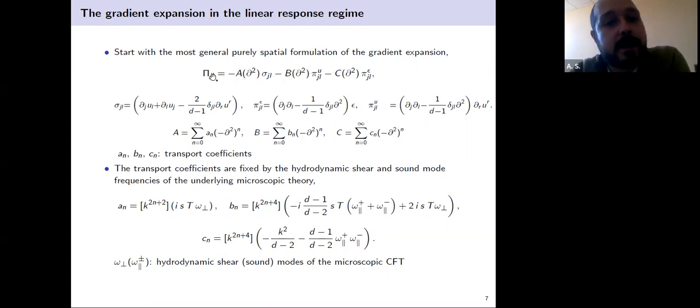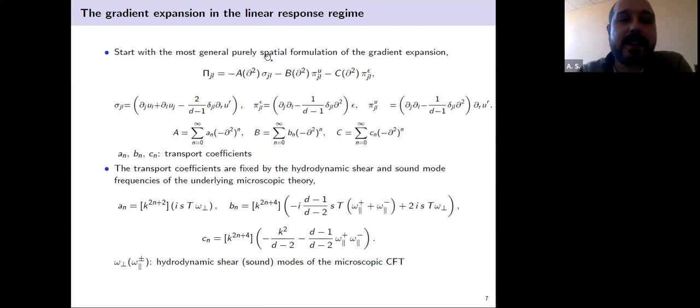So it turns out that the most general formulation of the gradient expansion of the constitutive relations in the linear response regime is built upon three basic tensor structures, which are the shear tensor sigma that you can see here. Here small u is the velocity fluctuation with respect to the rest frame velocity of the fluid. You also have this pi u tensor and this pi epsilon tensor, which are nothing but the action of this linear differential operator on the scalars under the rotation group that you have at your disposal, which are the energy density fluctuation and the divergence of the velocity fluctuation.